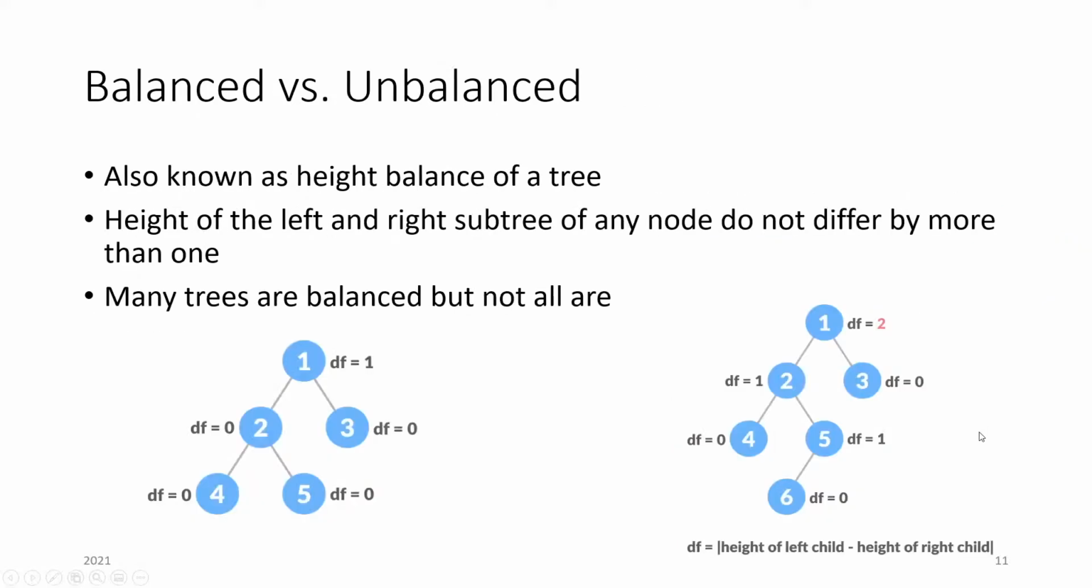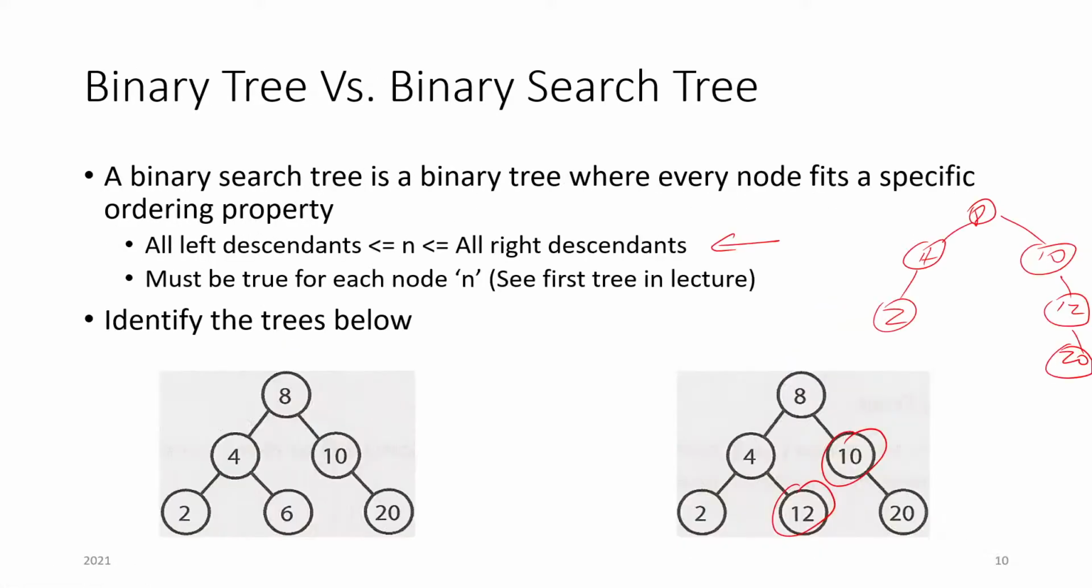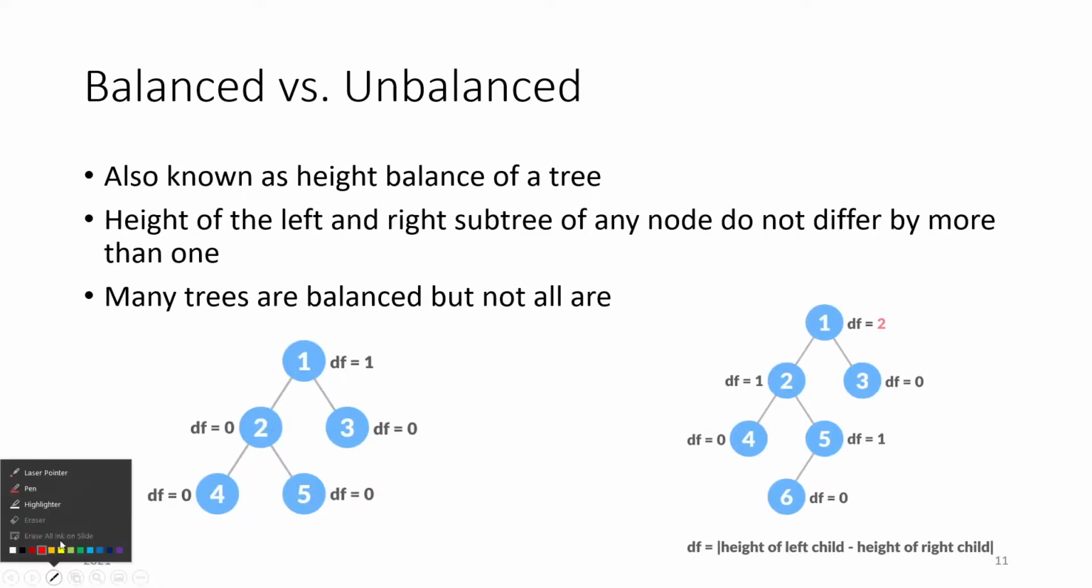There's also another terminology that we need to pay attention to, which is referred to as balanced and unbalanced trees. We watch the height of the tree in order to figure this out. A balanced tree is one where the height of the left and right subtree of any node does not differ by more than one level. If they do differ by more than one level, then you have an unbalanced tree.